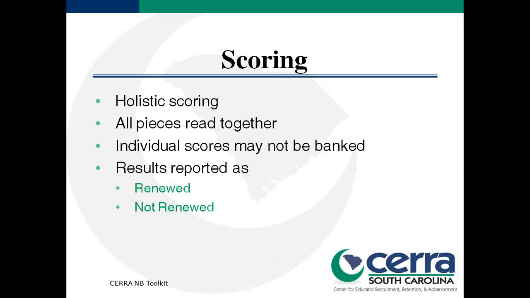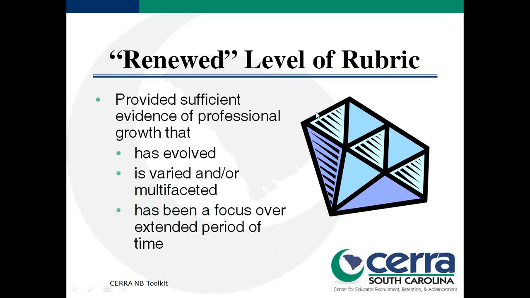25% of you will have a random third read anyway. And then all of your assessors are going to go through 2 days of training before they begin scoring any entries. The renewed level of the rubric, you know how National Board works with rubrics, so take some time to study that. You have to provide sufficient evidence of professional growth. Here are all those terms again: that has evolved, is varied and/or multifaceted, and has been a focus over an extended period of time. Let me talk a little bit about that focus.